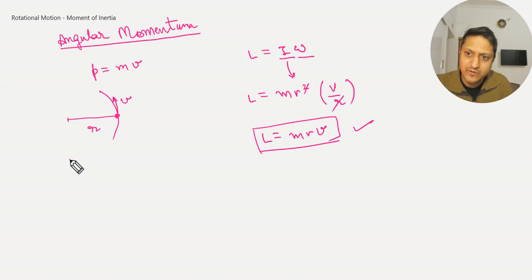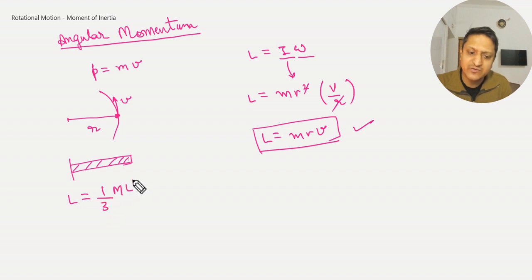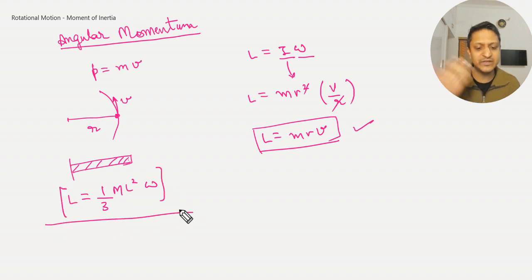Like for a rigid body, so this body is moving like this from the end. So at that time L will be equal to I omega, and I for this will be 1 by 3 ml square into omega. So like this we will be calculating the I, the L. So for different values of moment of inertia, there will be different values of L.